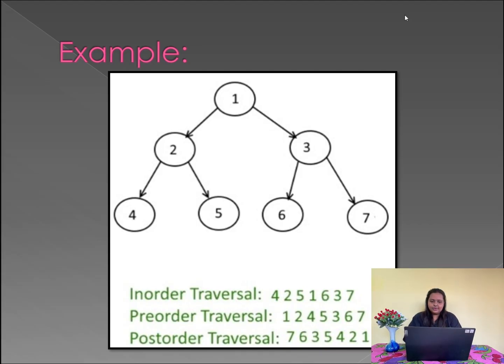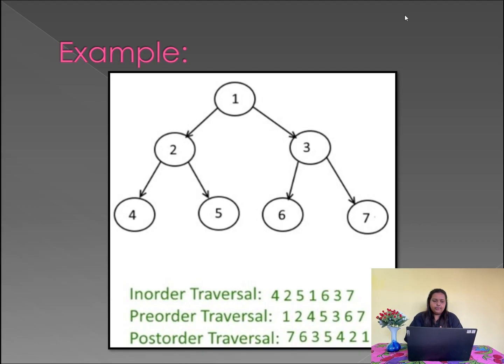Finally, let's look at postorder traversal, which is very important for expression evaluation. The rule is left child, right child and then root. We start from the left subtree of node 1. From node 2, visit left child 4, visit right child 5, visit parent 2.